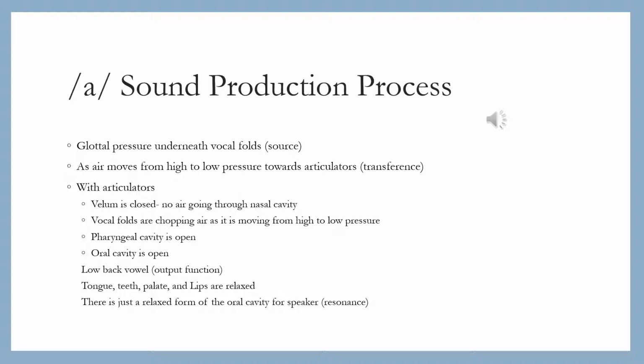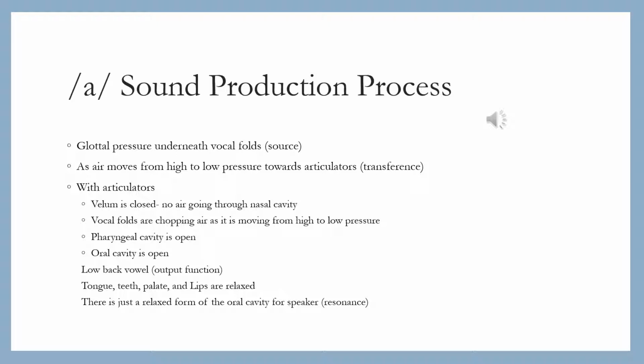So when we're thinking about the ah sound, we need to think about the glottal pressure, which is underneath the vocal folds, and this is going to help us with the understanding of the source filter theory. So this is the source. As air moves from high to low pressure towards the articulators, this is the transference part of the source filter theory model. Next, we're going to talk about the articulators.